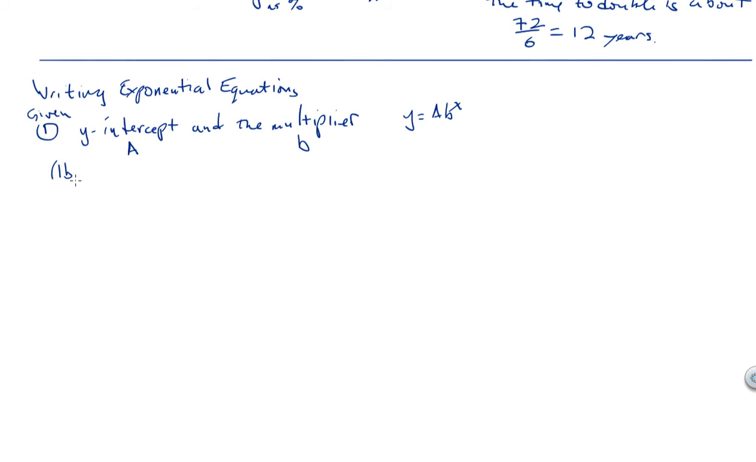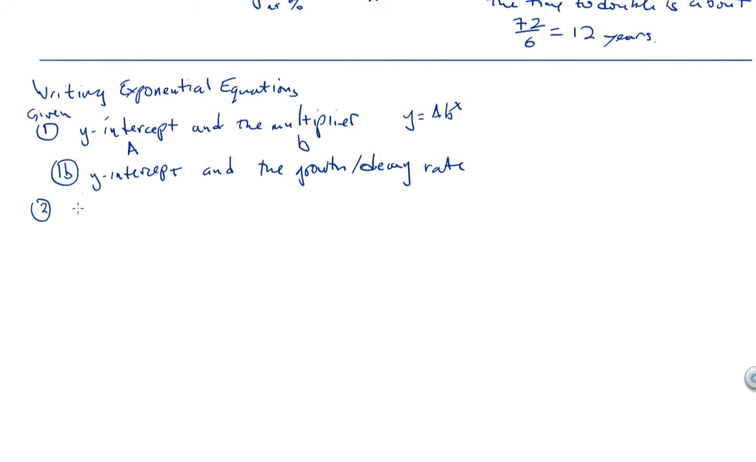So, a slight variation of this, and I'll use them interchangeably, is if you're given the y-intercept and the growth rate or decay rate, because they might not tell you what the multiplier is specifically, but they might tell you the growth or decay rate. In this situation, you would just have to convert your growth or decay rate to the multiplier before you plug it into y equals ab to the x.